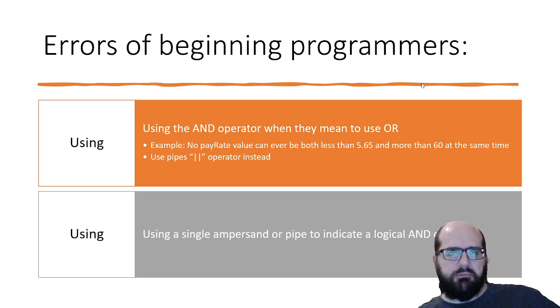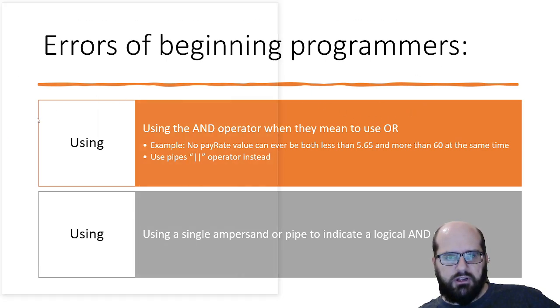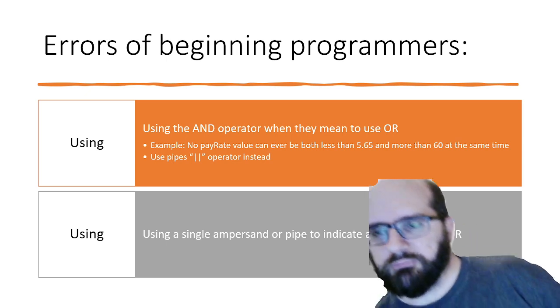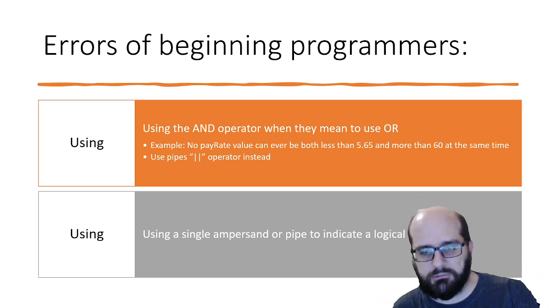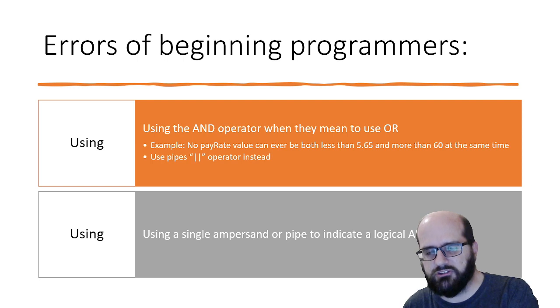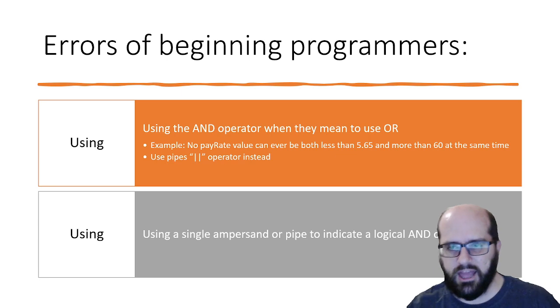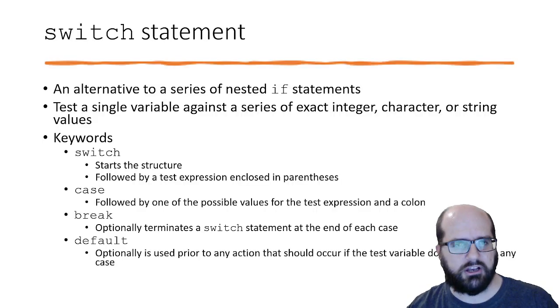Now there's a couple of errors that beginner programmers make a lot. Often they use the AND operator when they meant to use OR. For example, if you have a pay rate that is less than 0.65 and more than 60, that's not possible, so it's never going to return a true. We should use an OR operator instead. And sometimes a beginner programmer might use a single ampersand or a single pipe to indicate logical AND or OR. Single ampersand and single pipes are bitwise operators, and they will not work for conditional checks.